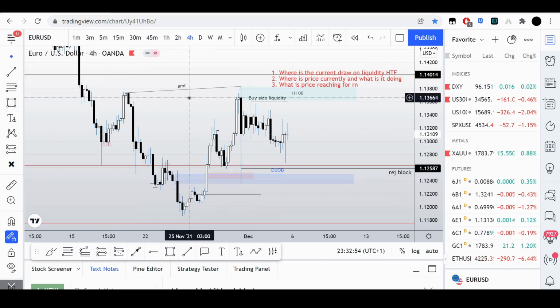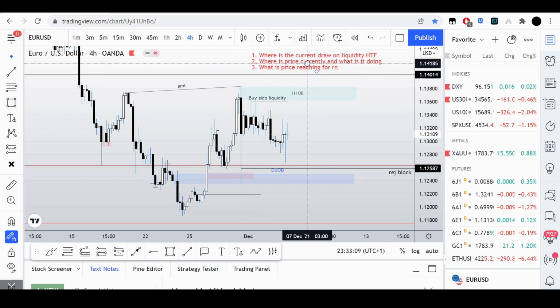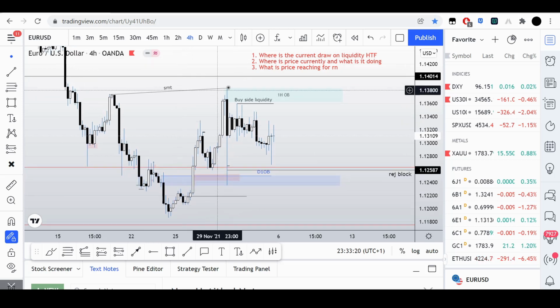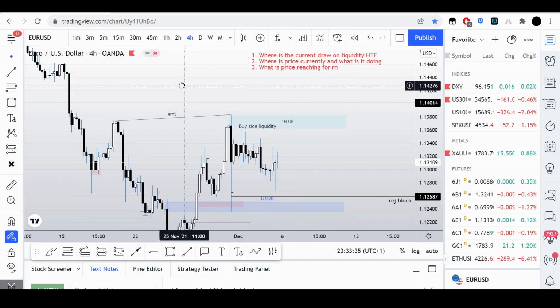So current draw can be lower time frame, you know what I'm saying? Where is the current draw on liquidity? Lower time frame, or whatever relative time frame you're at. You want to know where is price currently and what is it doing, and then you go to what is price reaching for, right? So if I know that price comes into here, I know that once it reacts here, price can currently be reaching into the high of this right here, and also up here. So this would turn into my current draw on liquidity. What is price reaching for? Which is your current draw on liquidity, like lower time frame, right? I hope that makes sense.